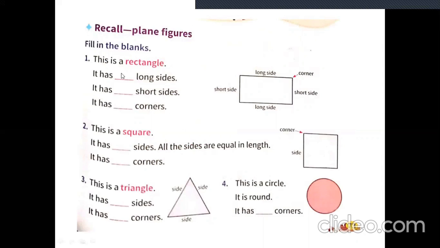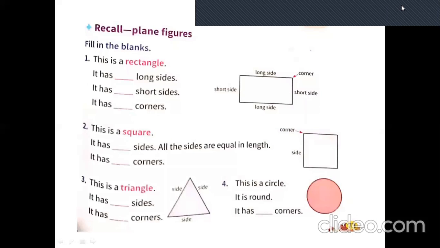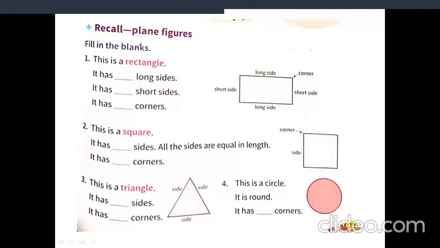First, recall plane figures. Plane figures are nothing but basic figures. Recall basic figures. Fill in the blanks. See here, what is this called? This is a rectangle. It has 2 long sides. It has dash short sides. It has 2 short sides.